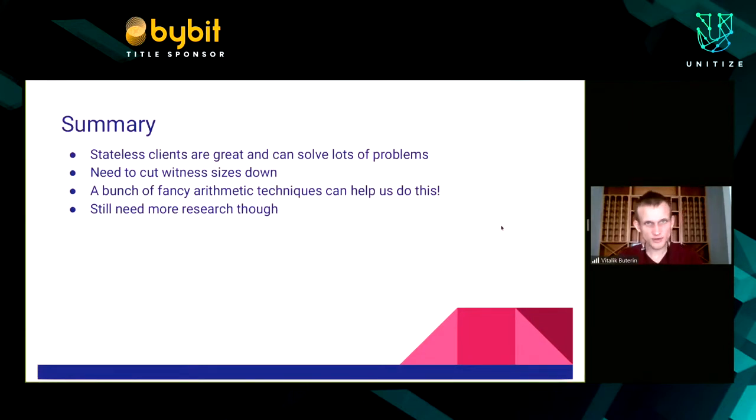So summary, I guess stateless clients are great. Stateless clients can solve a lot of problems. They can solve very big problems in terms of the amount of storage that Ethereum nodes require. They allow Ethereum clients to sync pretty much instantly. They allow different syncing and verification strategies. They open up this entire trade-off space that's somewhere in between light clients and full clients. They can work without needing a lot of disk space or a lot of disk access.